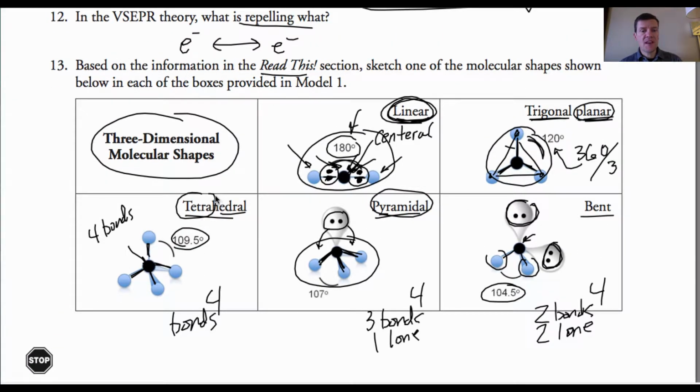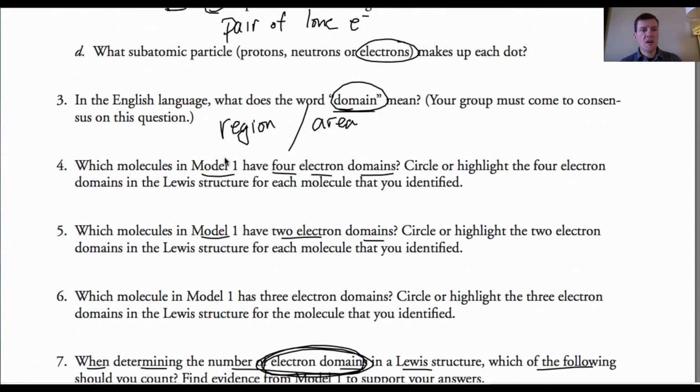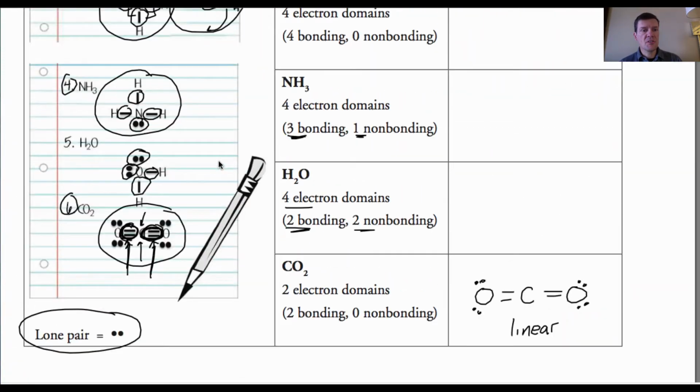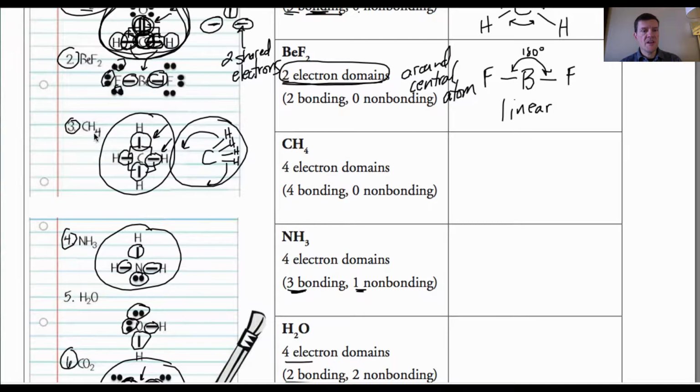Okay, so let's find a tetrahedral shape. I need a central atom that has 4 bonds around it. 4 bonds. That would be our CH4 for sure. Right here, CH4. So here's our carbon. And then it's kind of hard to draw, but you kind of have to think 3-dimensional here. There's our carbon with 4 hydrogens around it, and this is your tetrahedral.